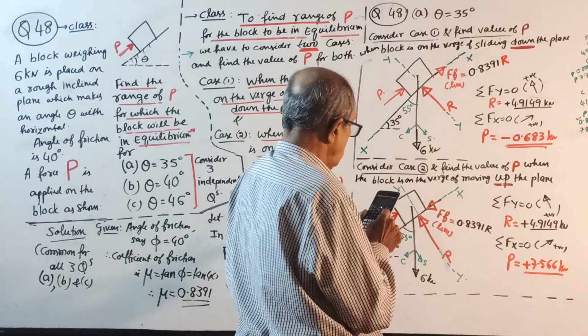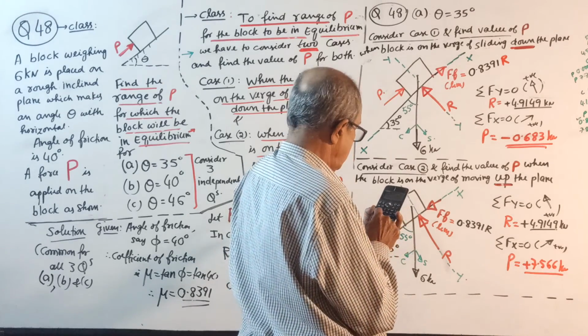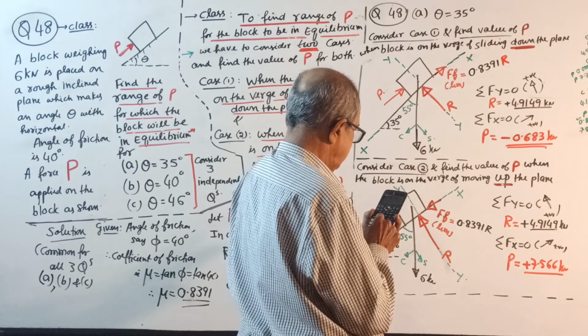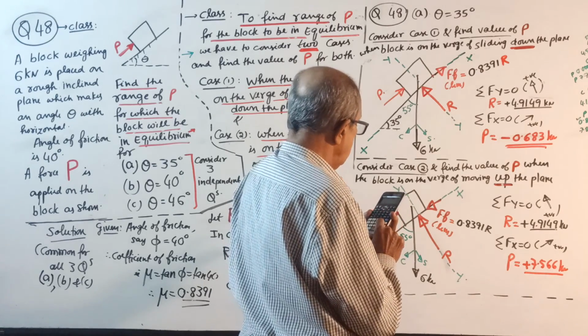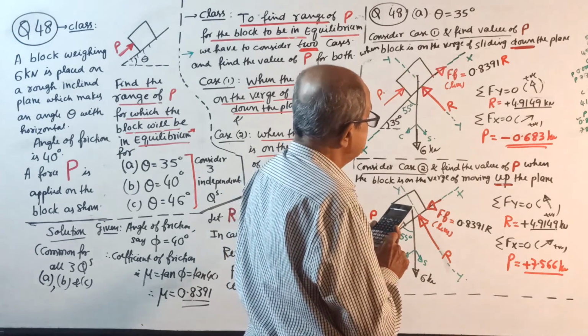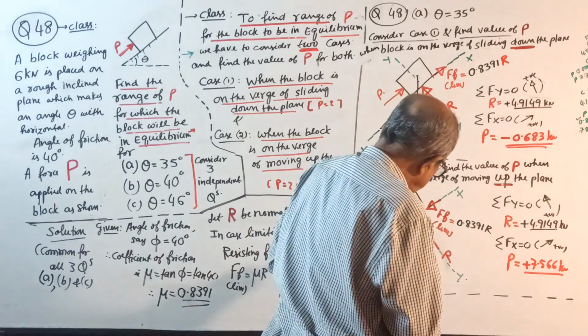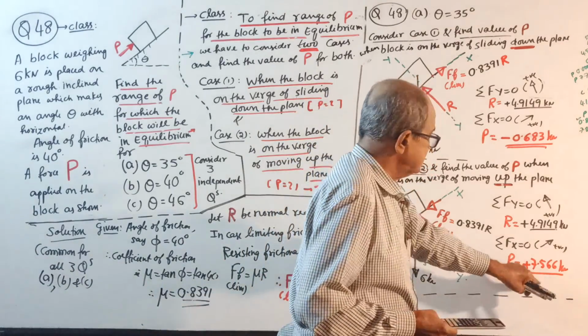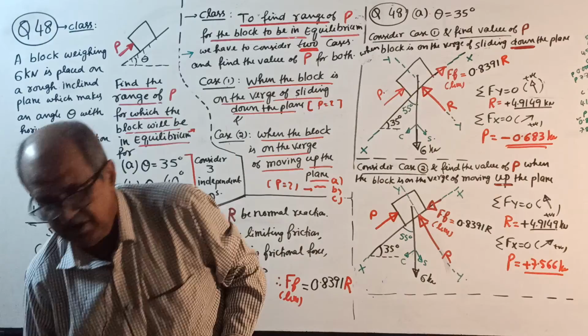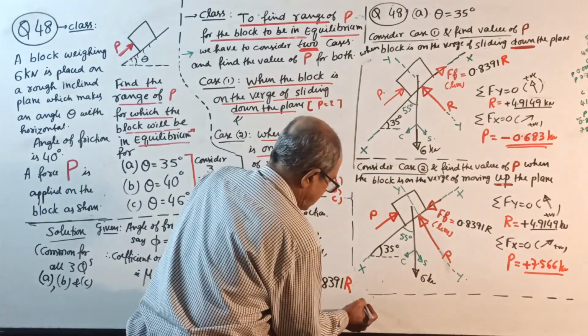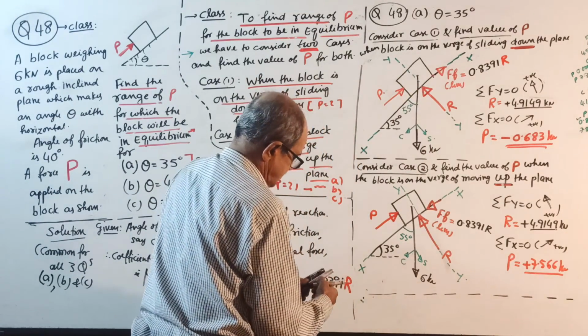You will get P equals 4.9149 into 0.8391 plus 6 into cos 55, 7.566. Right here, therefore, the answer, everything is over.